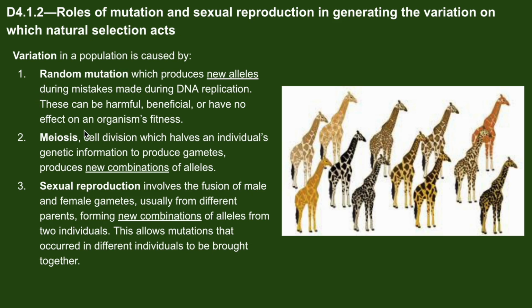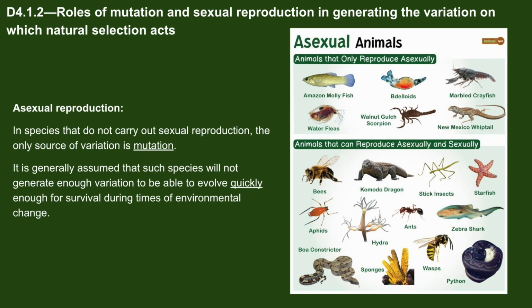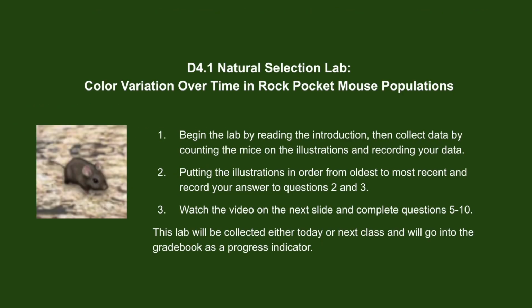Once we have those variations in the genes, additional variation shows up through the process of meiosis and sexual reproduction, where we have new combinations of alleles from two individuals. Asexual reproduction does occur, but the only source of variation then is mutation, and it's generally assumed that such species are not going to generate enough variation to evolve quickly enough for survival during times of environmental change.